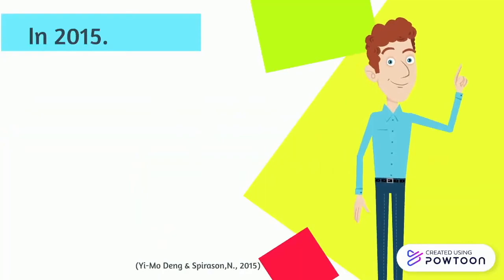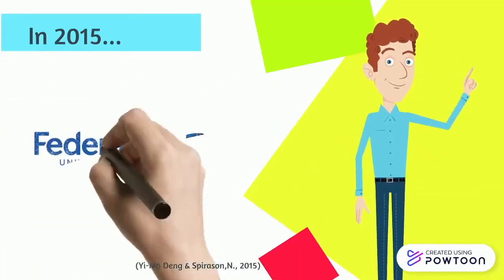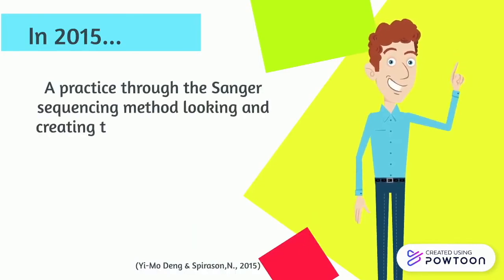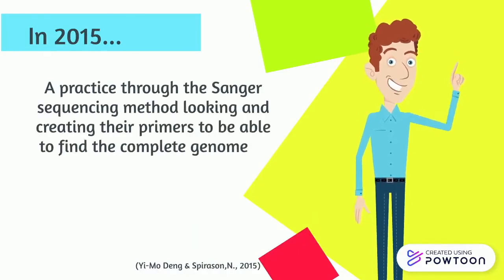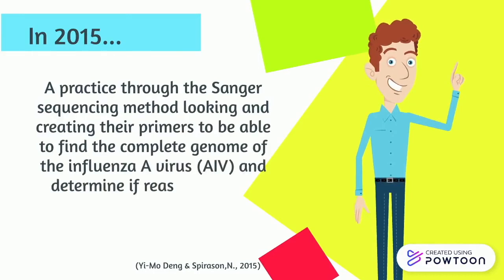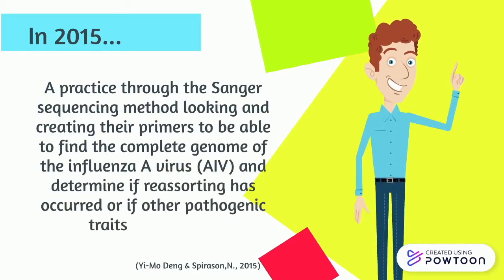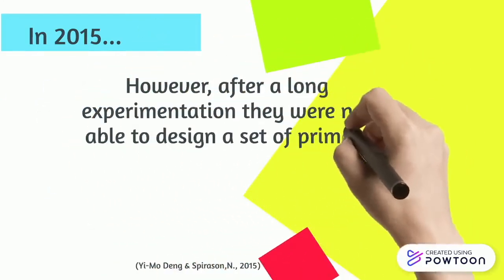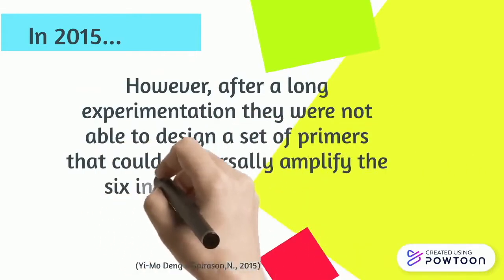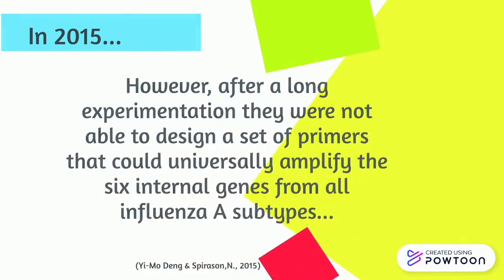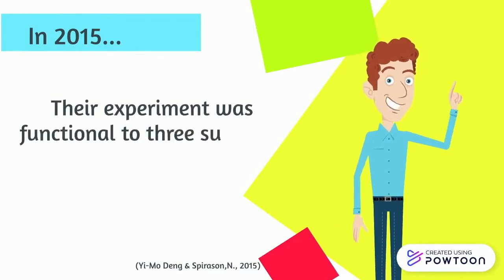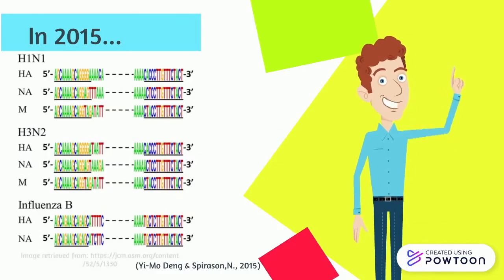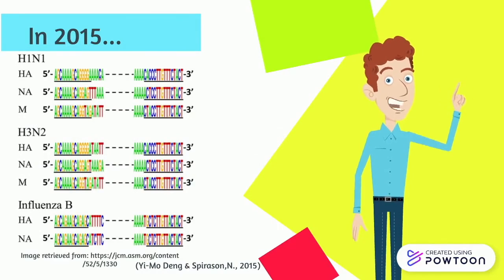In 2015, some students from the Applied and Biomedical Sciences School in Australia did a practice through the Sanger sequencing method, designing their own primers to find the complete genome of influenza A virus, AIV, and determine if reassortment had occurred or if any other pathogenic traits were present. However, after long experimentation, they were not able to design a set of primers that could universally amplify the 6 internal genes from influenza A subtypes. Their experiment worked for the 3 subtype viruses that they chose, proving that the Sanger sequencing method was useful, but influenza A virus had too many variants for them to find all the primers needed for the sequencing.